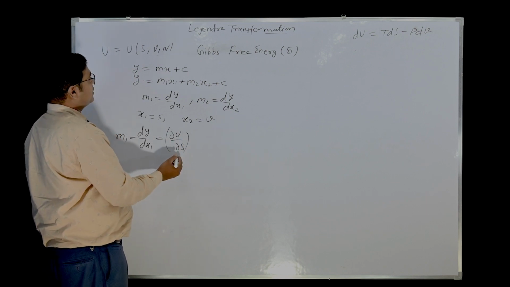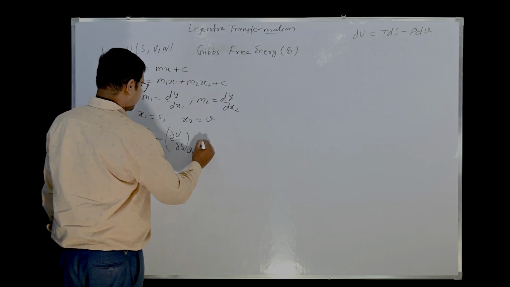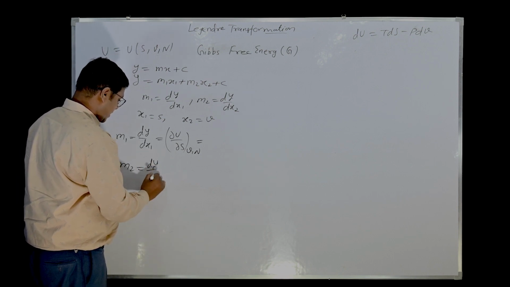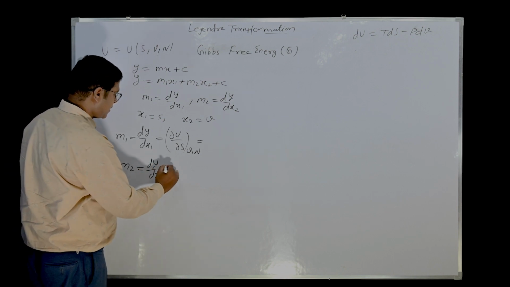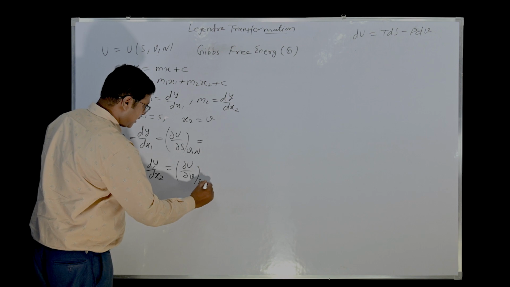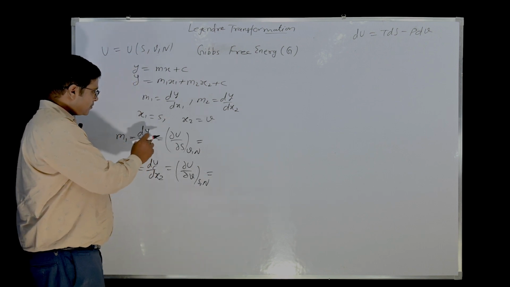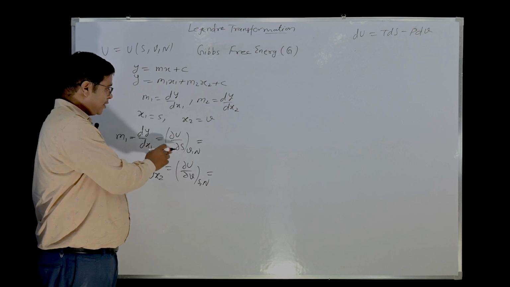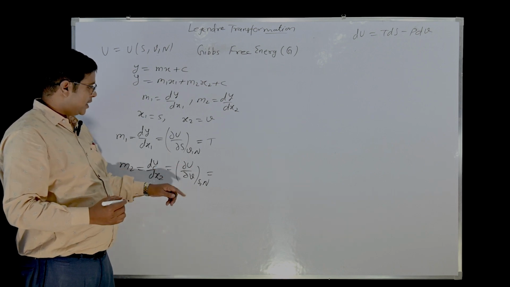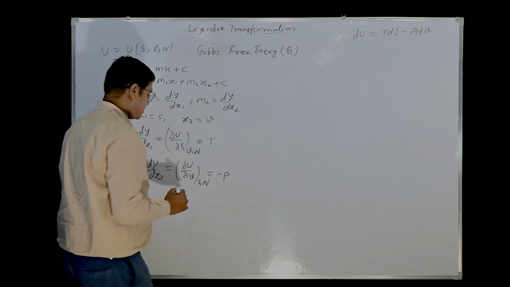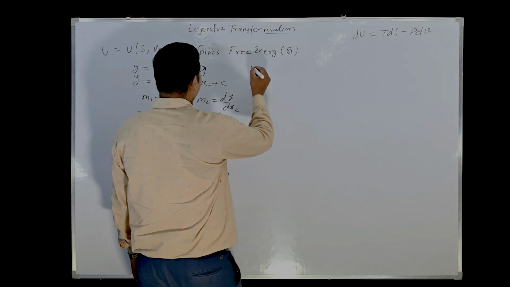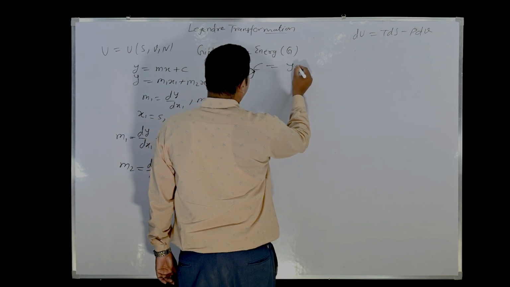So when ∂u/∂s we will write, v and n will be constant, and for another slope m2, dy/dx2 we will write ∂u/∂v, where s and n will be constant. From the earlier we have seen ∂u/∂s is replaced by another property, that is T, and ∂u/∂v is replaced with the property minus P. So let's put it into the equation and convert this into the Legendre transformation.